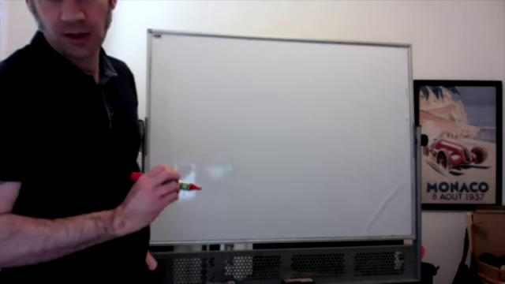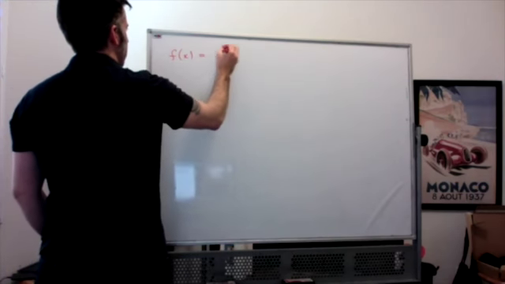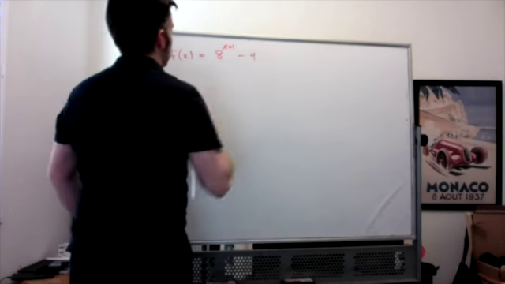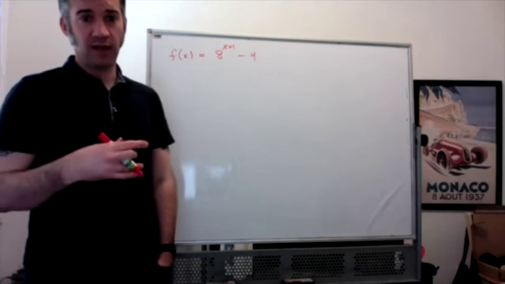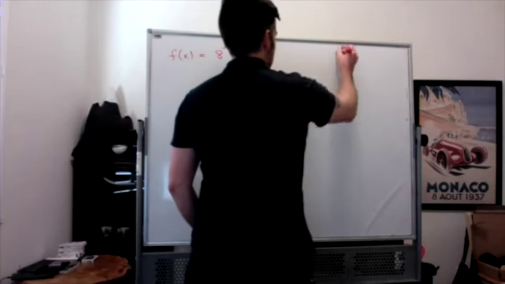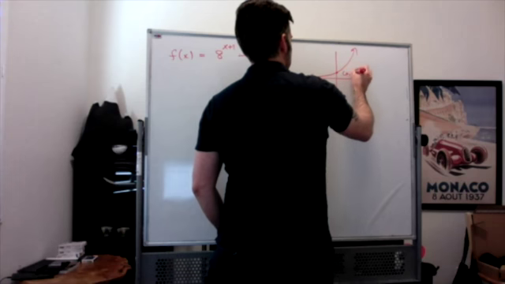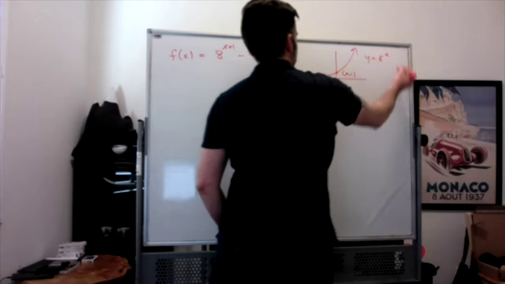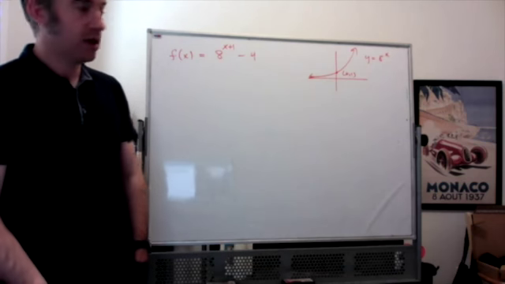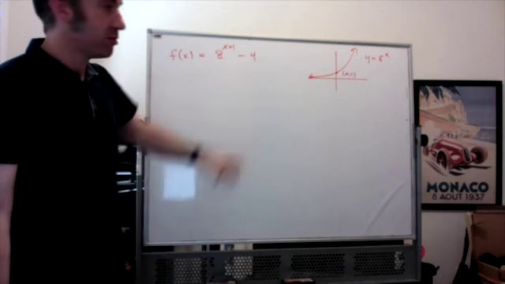Okay, so let's look at the next one. We want to graph f of x equals 8 to the x plus 1 minus 4. So I'm thinking about the parent graph 8 to the x, which is an exponential. Here's 8 to the x. It goes through the y-intercept of 0, 1, and it's not very interesting. This graph is going to shift 1 to the left and 4 down.